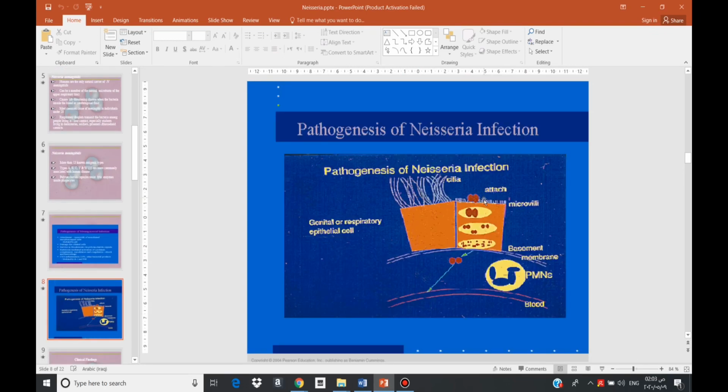قلنا هذا المخطط للباثوجينيسيس. الفيرست ستيب هو الاتاتشمنت للمايكروفيلاي اللي هي non-ciliated microvilli, then enter the epithelial cells. After entrance, lead to the transmission to the bloodstream, survive inside the bloodstream, and then transmitted to the spinal fluid and lead to the activation of the different system, the complement system, the cytokine system, lead to the inflammatory process.